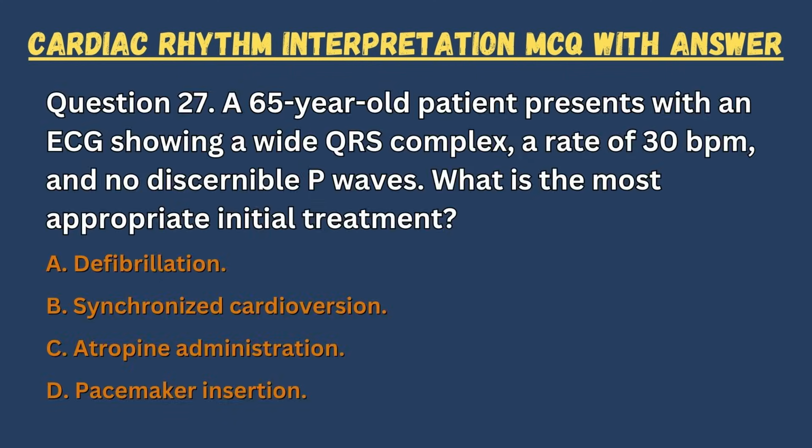Question 27. A 65-year-old patient presents with an ECG showing a wide QRS complex, a rate of 30 BPM, and no discernible P waves. What is the most appropriate initial treatment? A. Defibrillation. B. Synchronized cardioversion. C. Atropine administration. D. Pacemaker insertion.